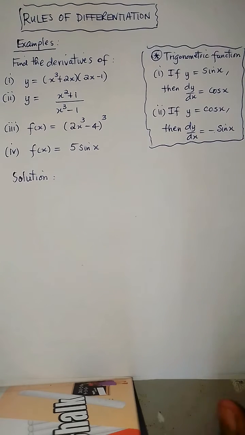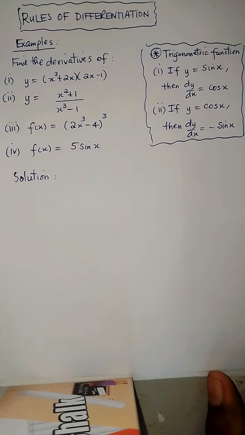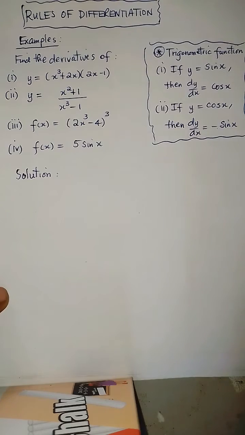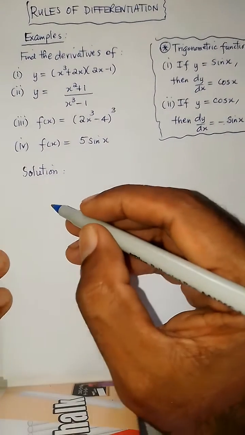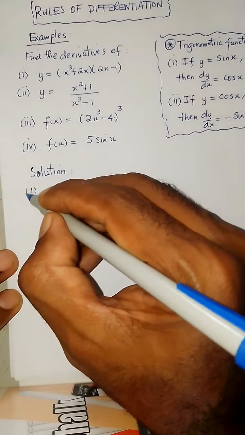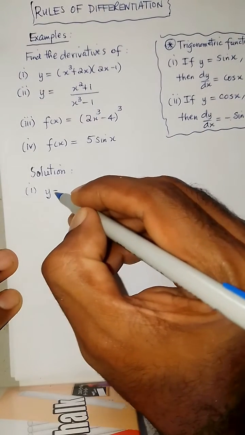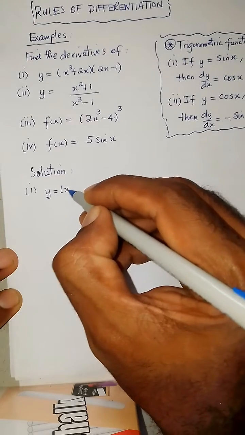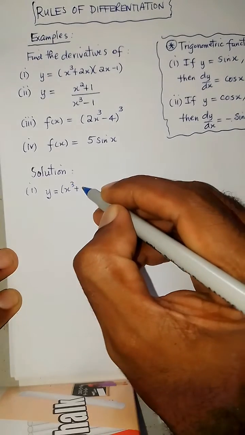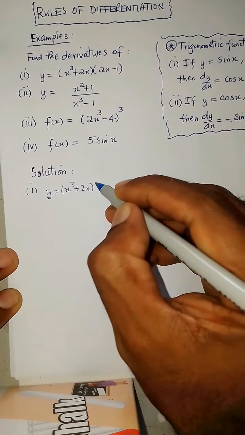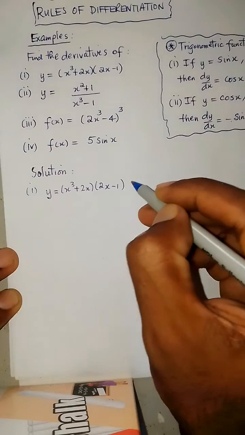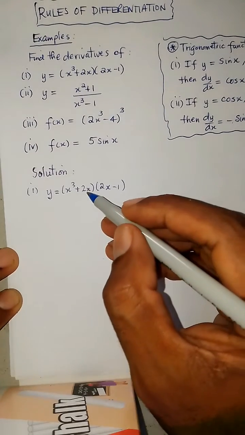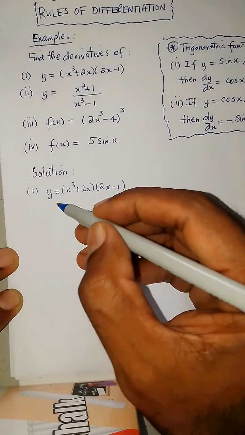Alright, let's go through how to solve. Let's look at each of the examples one by one. It says find the derivatives of, and number one, we have a function given as y equals x cubed plus 2x multiplied by 2x minus 1. These two functions are multiplied together, so we're going to apply product rule.